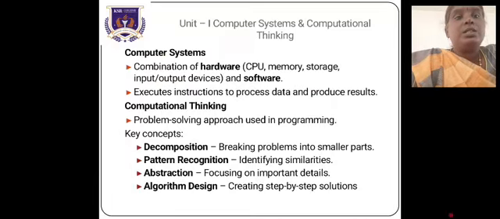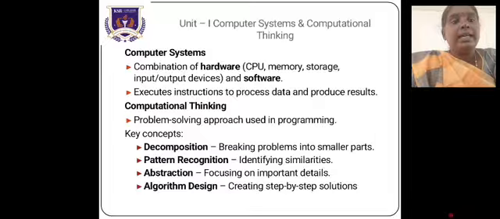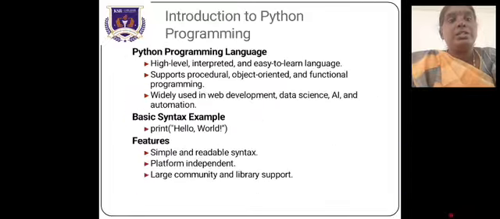First one, Computer Systems. A combination of hardware and software to execute instructions, process data and produce results. Computational thinking means the problem-solving approach used in programming. The key aspects are decomposition, breaking problems into smaller parts; pattern recognition, identifying the similarities; abstraction, focusing on important details; and algorithm design, creating step-by-step solutions.